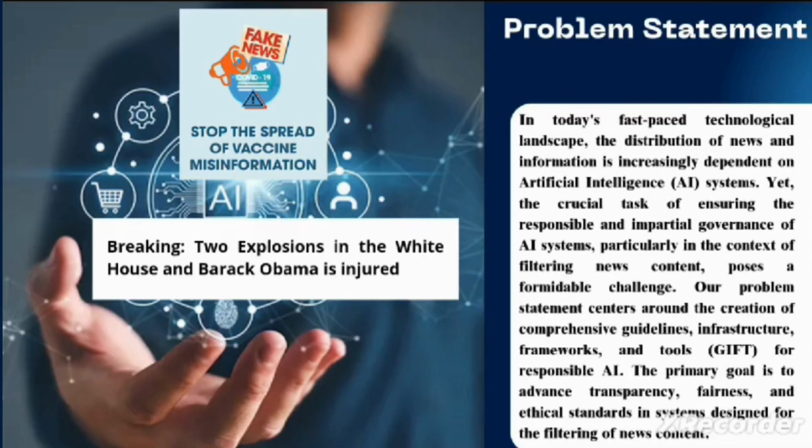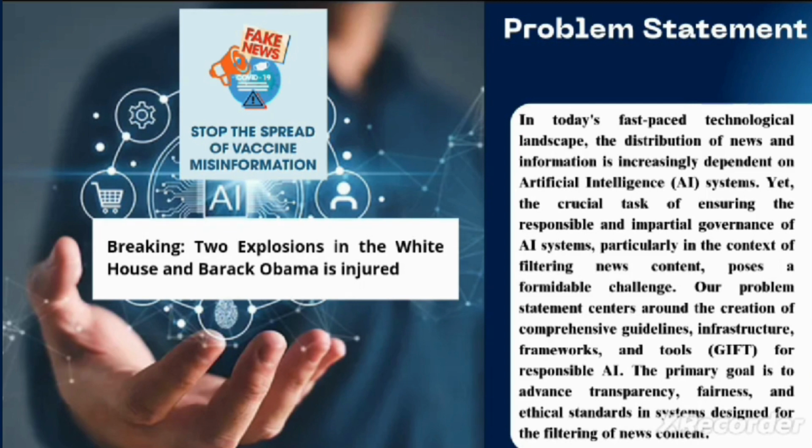Coming next to the problem statement, in today's fast-paced technology landscape, the distribution of news and information is increasing, and dependency on artificial systems is also increasing. So the crucial risk of ensuring responsible and impartial governance of AI systems is important. So the primary goal is to advance transparency, fairness and ethical standards in the system by designing a filtering of the news content.